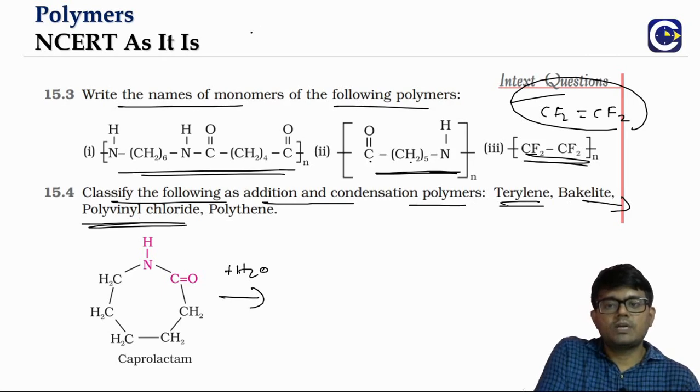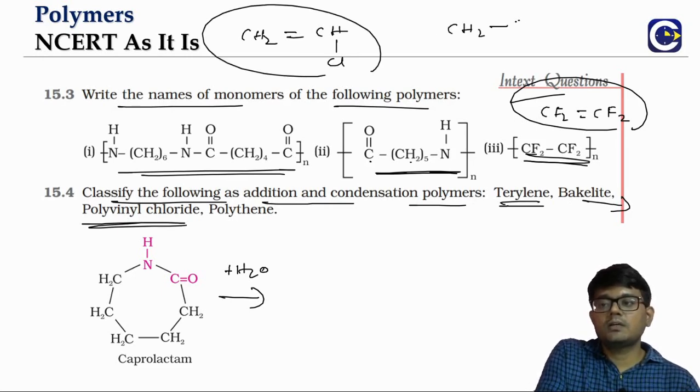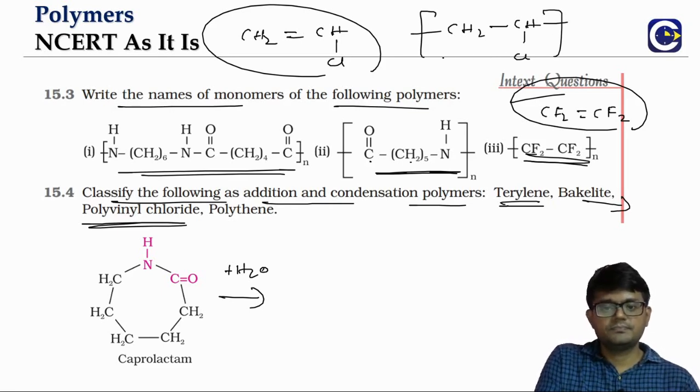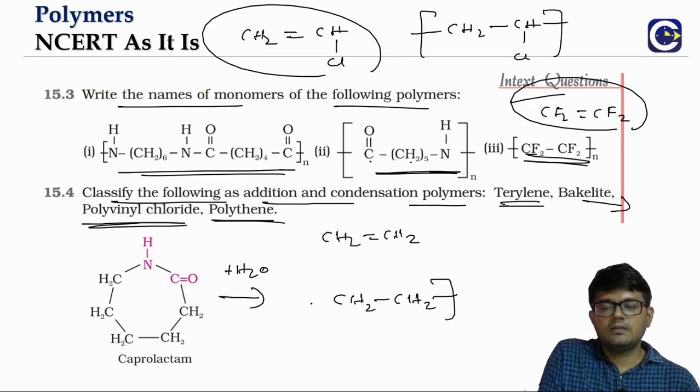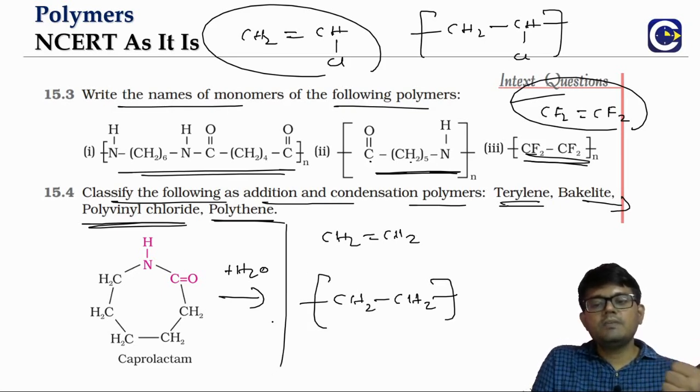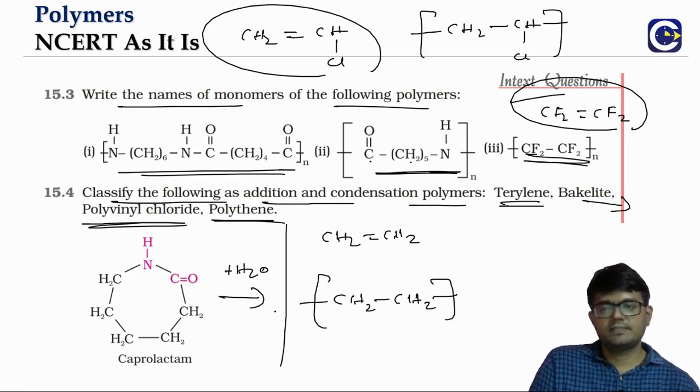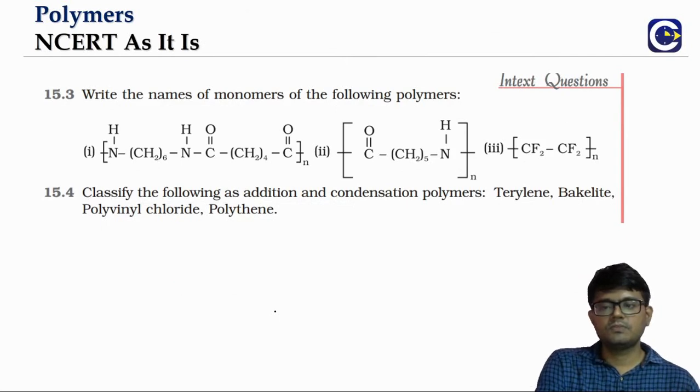PVC, polyvinyl chloride. What is vinyl chloride? CH2 double bond CHCl. This is vinyl chloride. Polyvinyl chloride will have this repeating unit structure. It's an addition polymer, because of unsaturation. Polyethene, it's a very classic example. Ethene will be forming an addition polymer. So in this, PVC and polyethene, they both are addition. Terylene and bakelite are condensation polymers. Okay. So we have solved these questions.